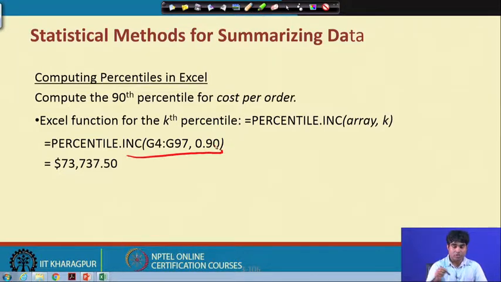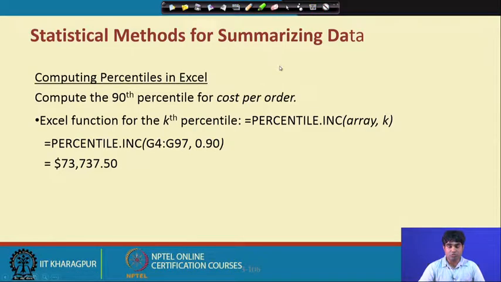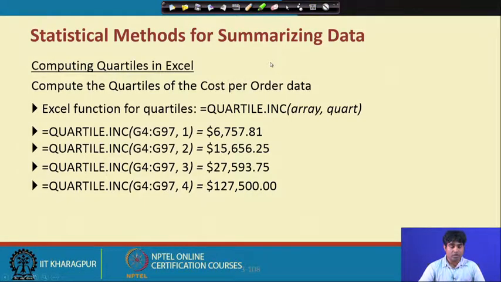Okay. So this is the requirement. Technically, in this case we have the series G4 to G97, which we discussed in the last lecture, and then you ask for the 90th percentile, and by default you get the number. You can see this better in the Excel spreadsheet. I will show you this with the help of the spreadsheet. There are also quartiles: first quartile, second quartile, third quartile. These will give you different shapes of the distribution.